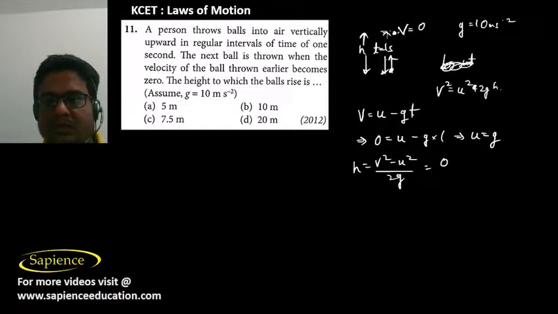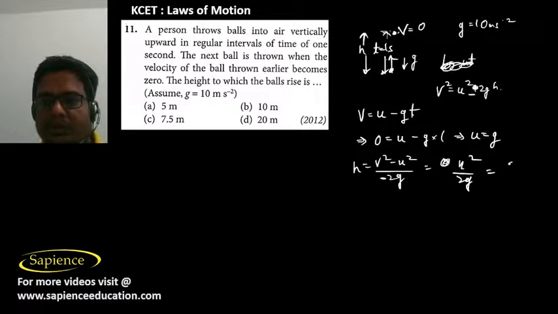So this is minus, since g is acting vertically downwards, I have to take g as the negative sign. So v will be 0. So h is equal to v square minus u square by minus 2g. So that is u square by 2g.